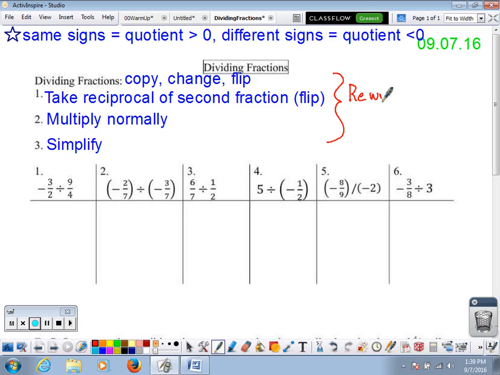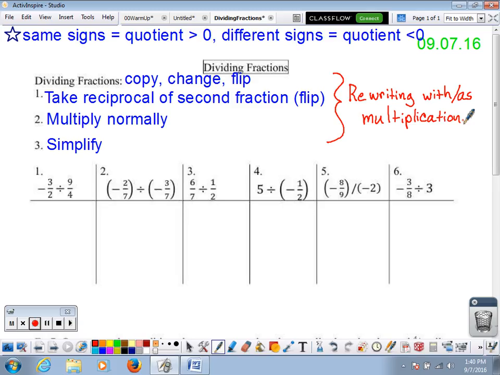We're rewriting as multiplication. Now, I can't just change division to multiplication. Okay, we know that that doesn't work. They're different operations. They don't mean the exact same thing. So if I change this to multiplication, the other thing that I have to do is take the inverse or the reciprocal of the second fraction. That allows me to rewrite it as multiplication.